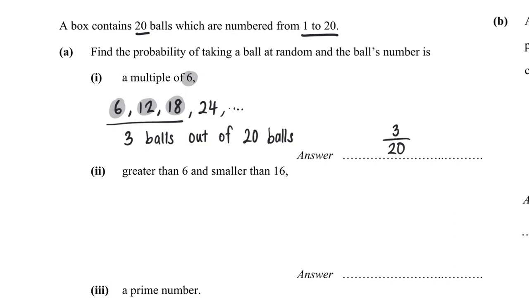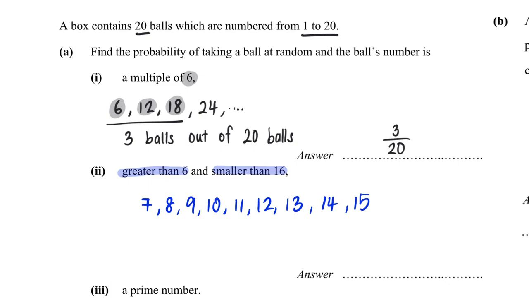Now I need a number such that every time I take a ball at random, that number is greater than 6 and smaller than 16. Means that we are actually looking at the numbers 7, 8, 9, 10, 11, 12, 13, 14, 15. We are looking at these ball numbers. So how many numbers are there?